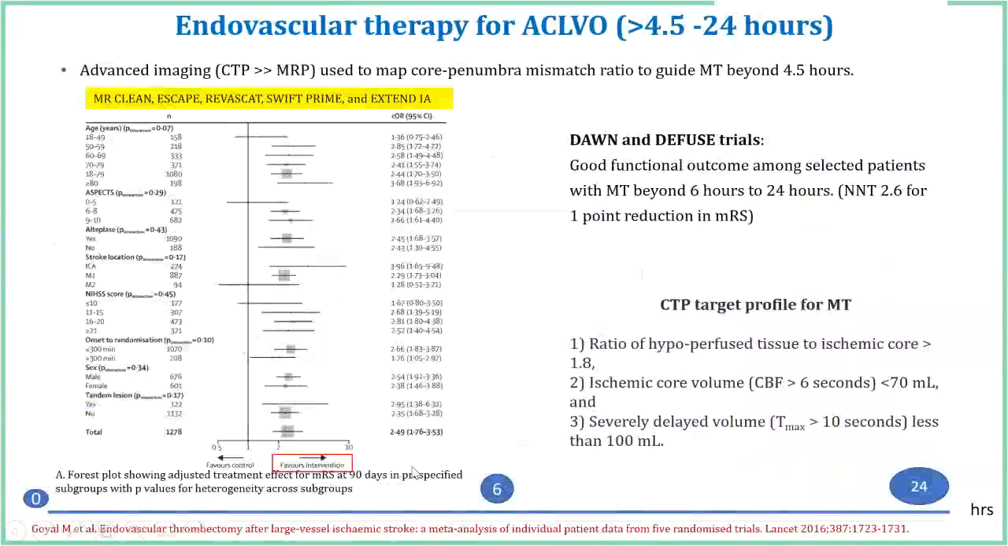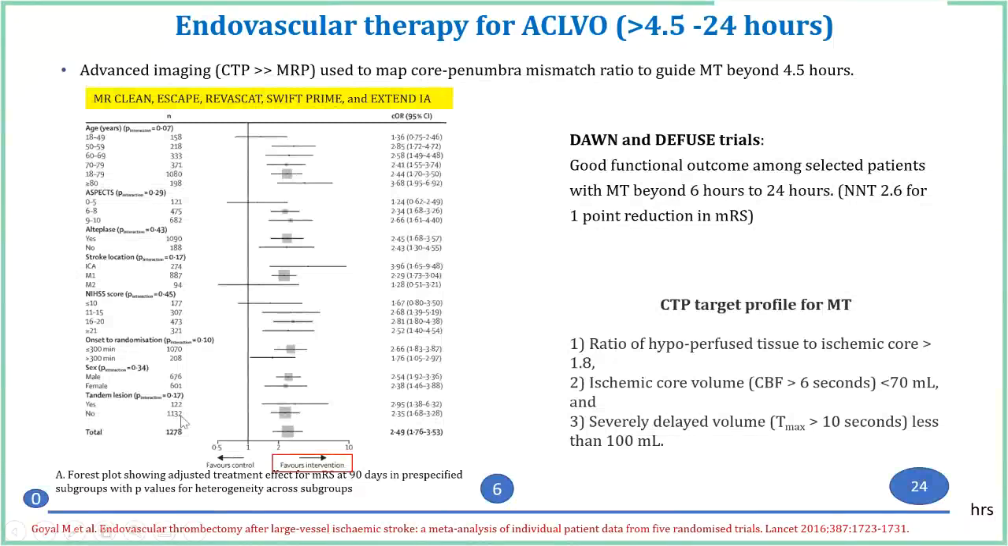2015, there is the advent of endovascular therapy. It used advanced imaging modules, CTP, MR perfusion, more so often the CTP, in order to map the ischemic penumbra, core volume, mismatch ratio, and select the patients that will benefit after the clot retrieval.